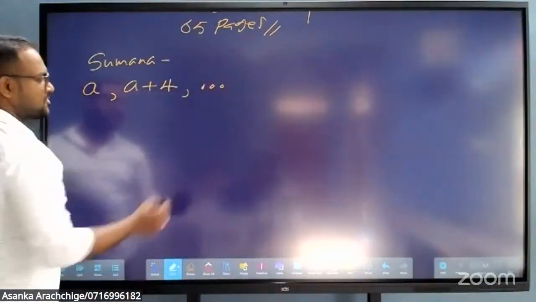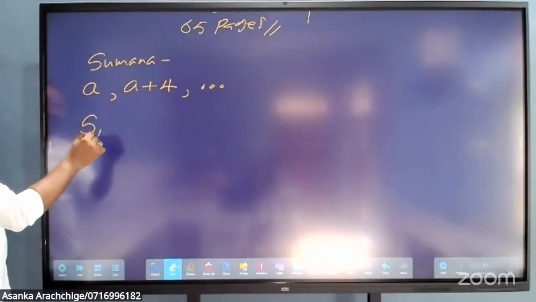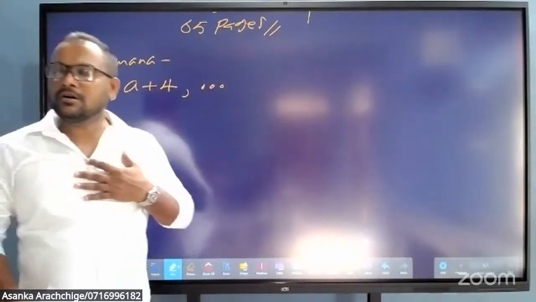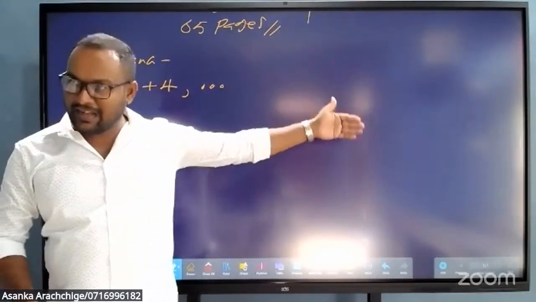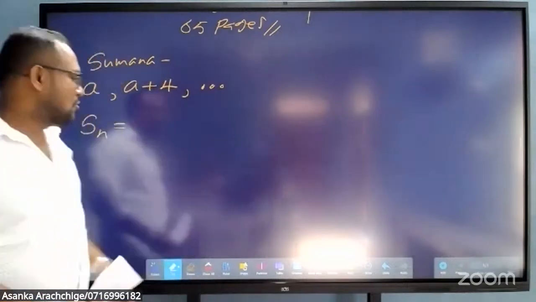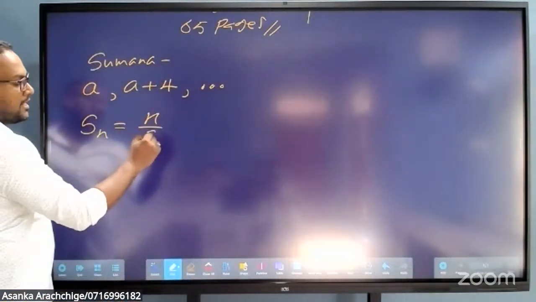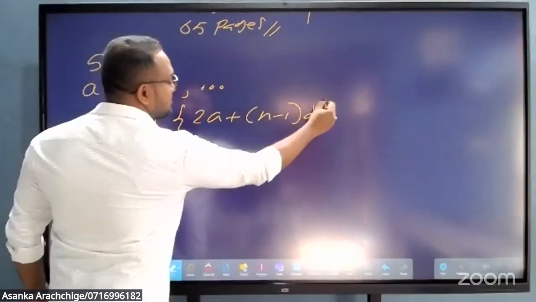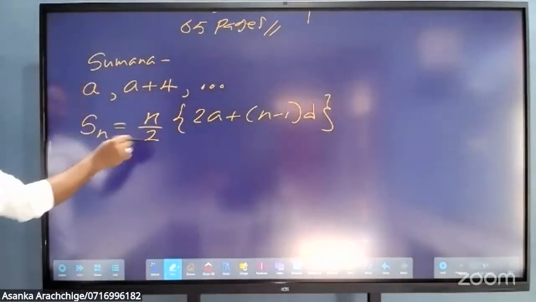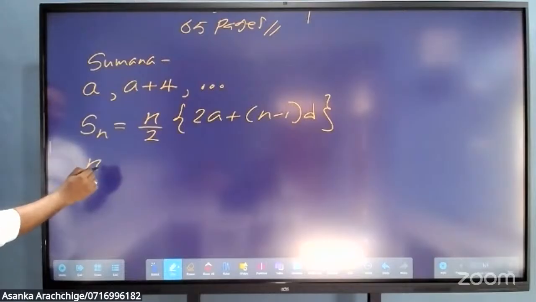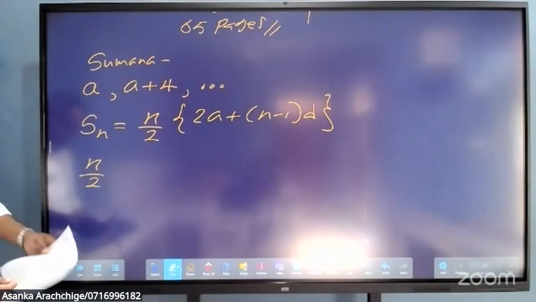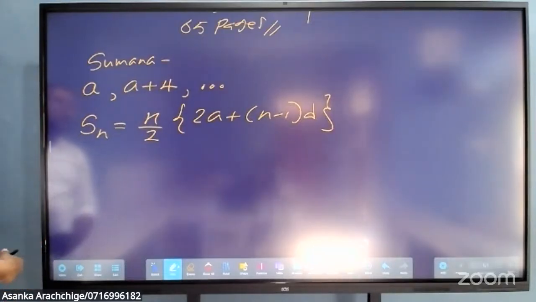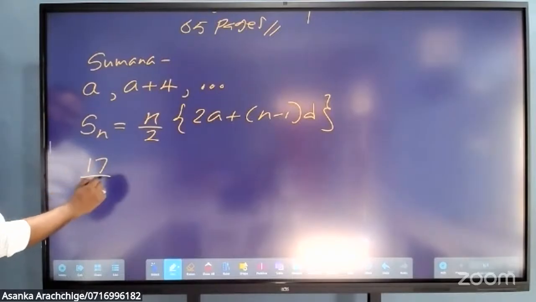Sum of the first n terms, that is Sn. Now we don't know the last term. We don't know the number of pages Sumana reads on the last day. Therefore, we have to apply Sn equals n upon 2 times (2a plus (n minus 1) times d). N upon 2, we don't know what n is. Sumana takes 17 days. No, we know that. N is 17. We know the number of terms.